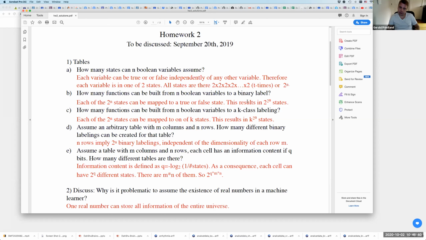And now you assume an arbitrary table with m columns and n rows. How many different binary labelings can be created for that table? Well, the funny one here is that n rows imply simply 2 to the power of n binary labelings, independent of the dimensionality of the row, okay? So you could have a 20,000 attribute table.